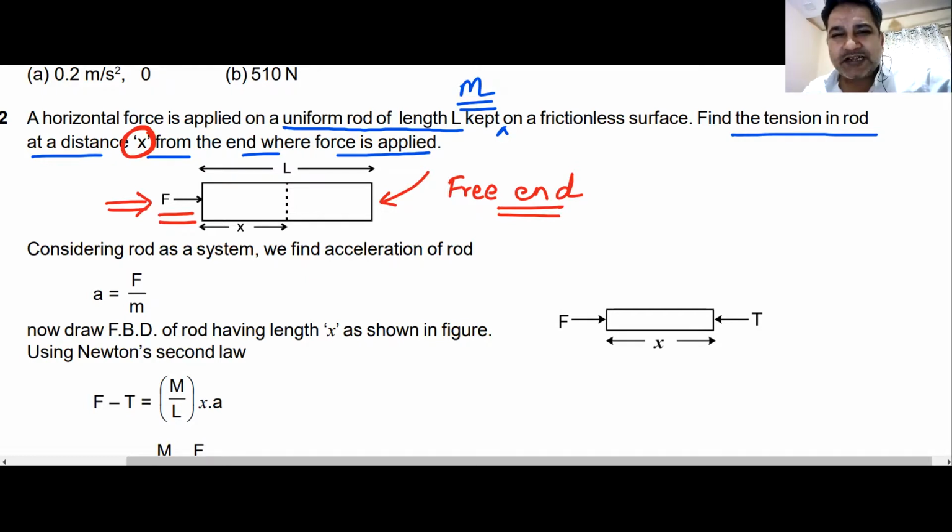Similar question can be made for a string. Instead of calling it a rod, I can call it a string. You have applied force at one end of the string. You have to find the force or tension in the string at a distance x. Time starts now.